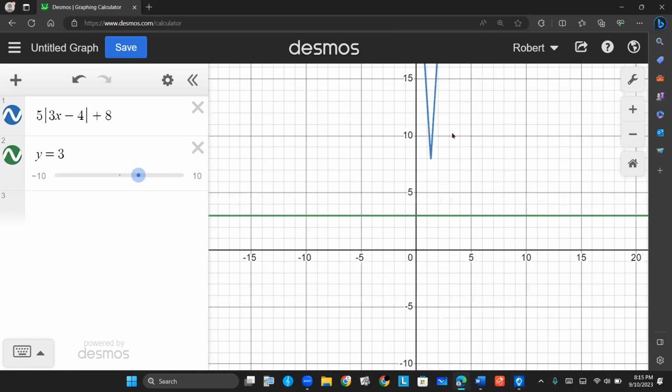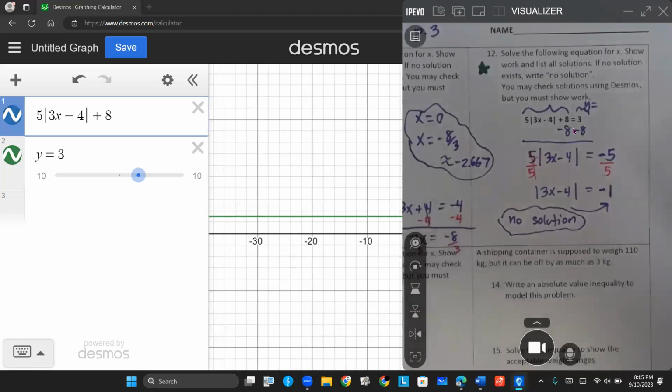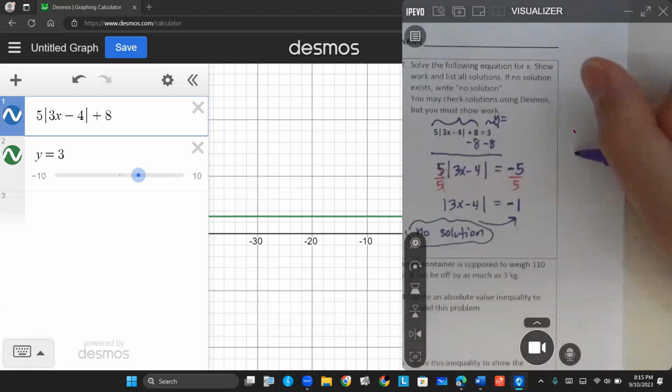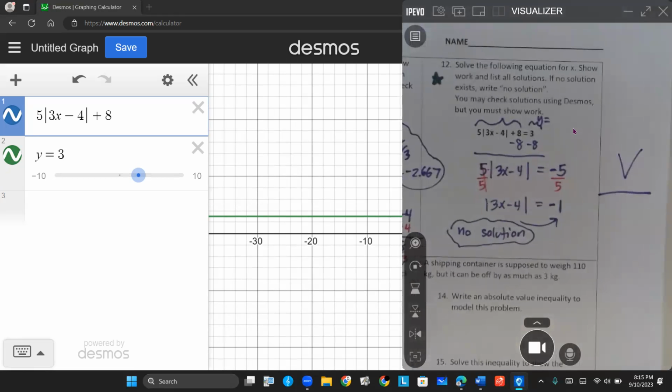And what we'll see here is that there's no point of intersection at all. This will keep going up from this bottom vertex there, and this will be a flat line at 3. So there's not going to be any points of intersection, therefore they don't cross, and no solution is appropriate. So visually, it'll look like that, and that's going to help you realize there's not going to be a solution.